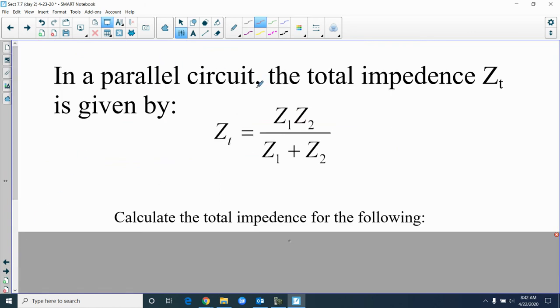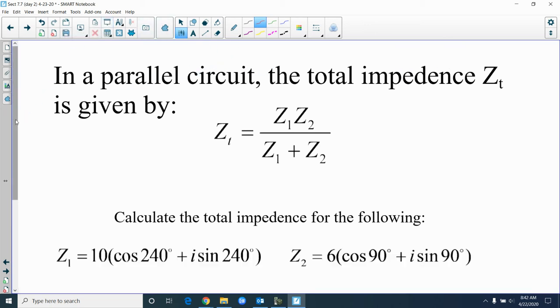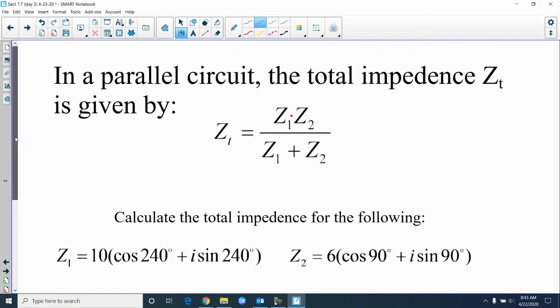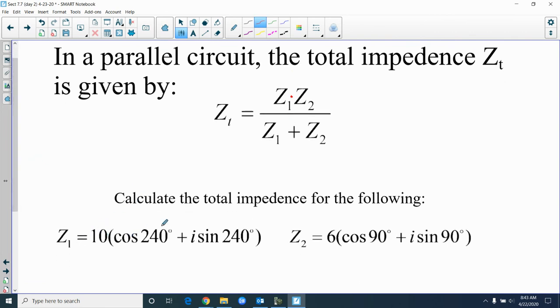This is an application in electrical engineering. Impedance is something that comes up with electricity. And in a parallel circuit, we can calculate the impedance, which we designate z sub t, by multiplying the two complex numbers together, and adding them and taking their quotient for that. So if you're given z sub 1 and z sub 2, we can calculate it.